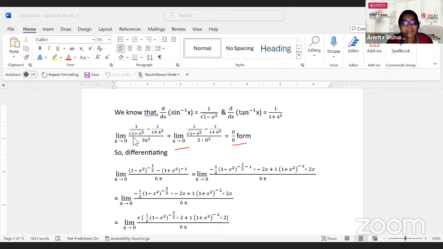Now, I'll be able to write 1 by root of 1 minus x square as 1 minus x square whole raised to minus 1 by 2. I hope all of you will agree this.